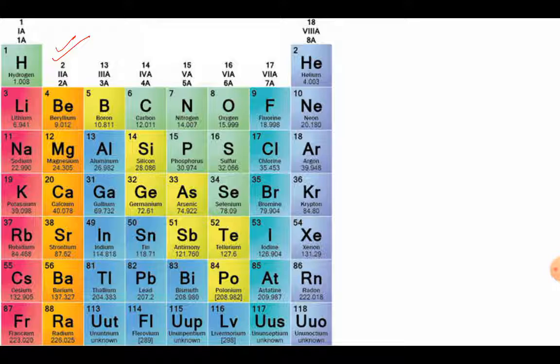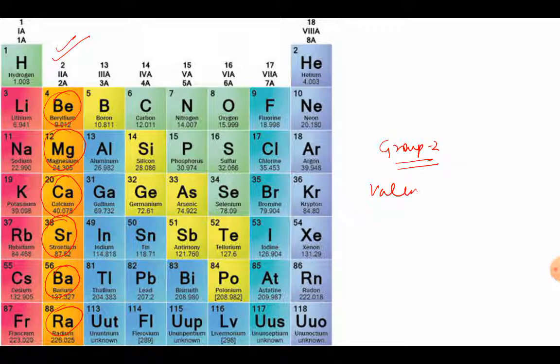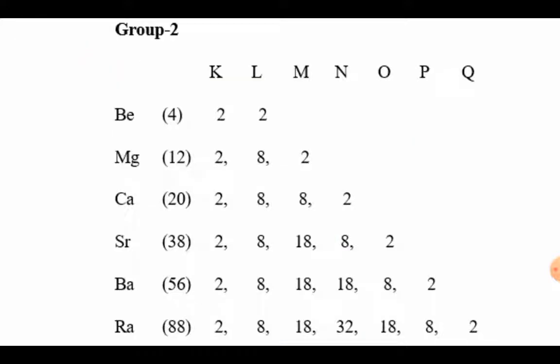Just for an example, let us change the group and now we'll be taking group 2 of the modern periodic table, that is beryllium, magnesium, calcium, strontium, barium and radium. So now we are focusing on group 2. We'll be finding out the valence electrons and then we will find out the valency also. So let us all start.